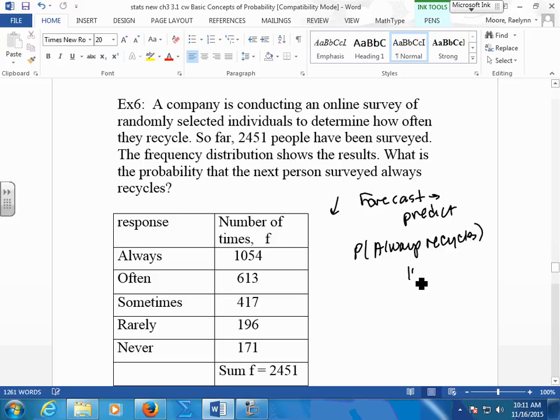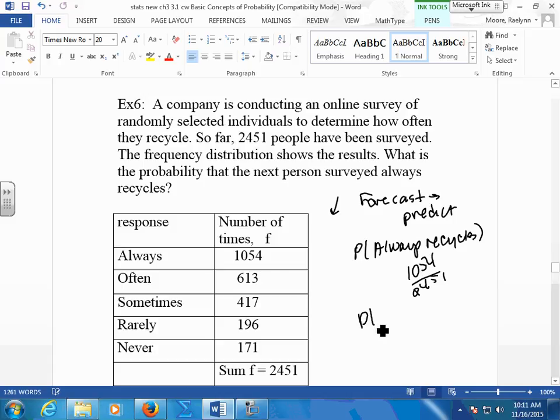It's 1054 out of 2451. This is what I'm going to use to predict what's going to happen. Okay? And you throw it in your calculator. Easiest way to do this is probably going to be 3 decimals. When you're comparing large numbers like this, it's very difficult to reduce them and then compare, because some probably won't reduce anyway. But when you're comparing them, if the denominators are not the same, then go to a decimal. It will make it a little easier.